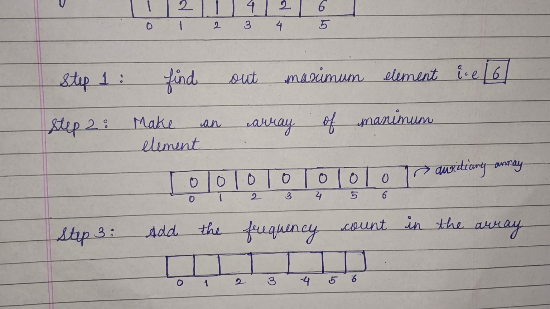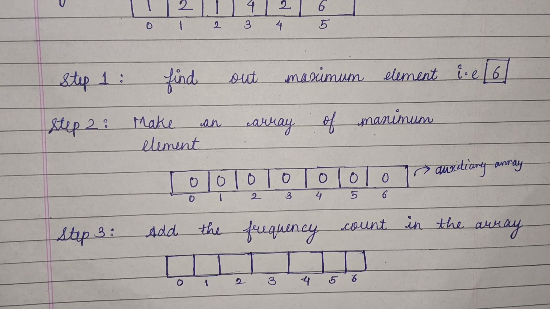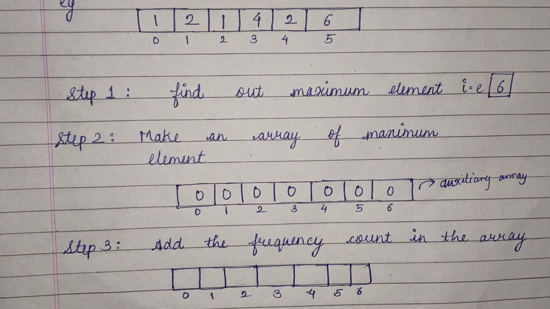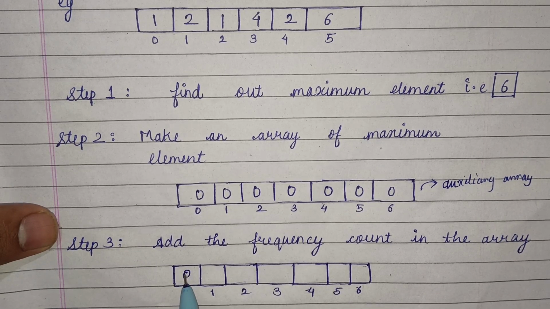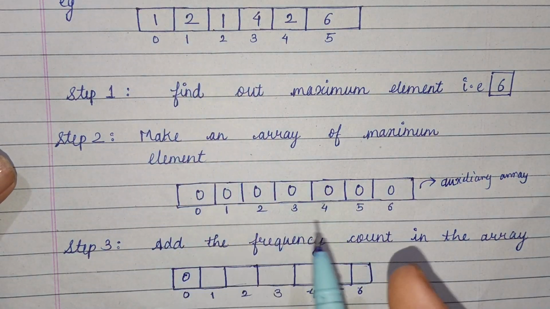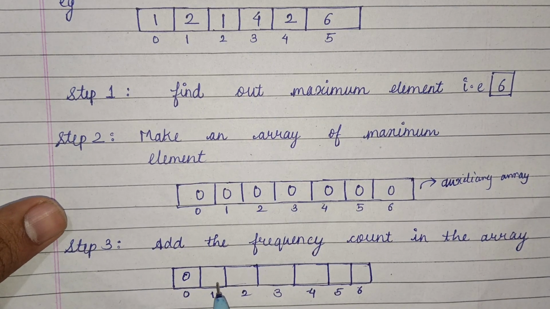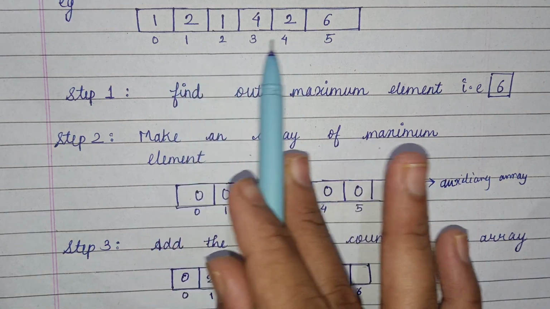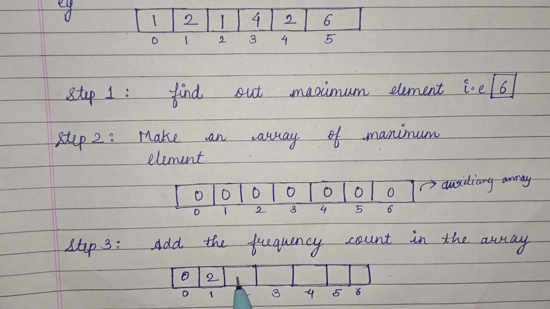Now we can see in our given array, the number of 0s that occurred is 0 only, so we take the count as 0. Then 1 has occurred 2 times, so we take 2 here as the frequency count. Now 2 has occurred 2 times, so here we also write 2.